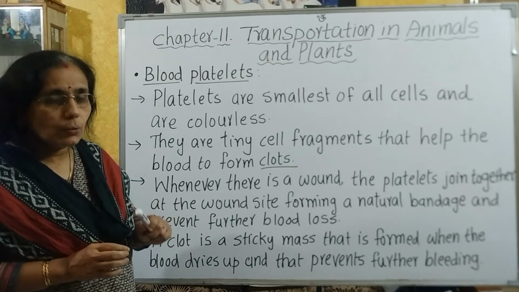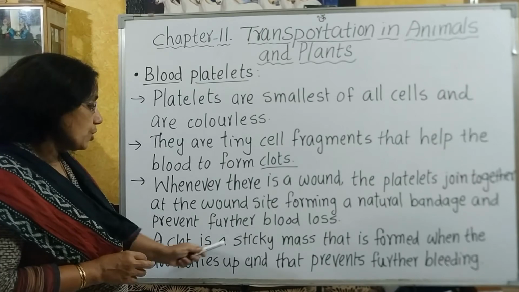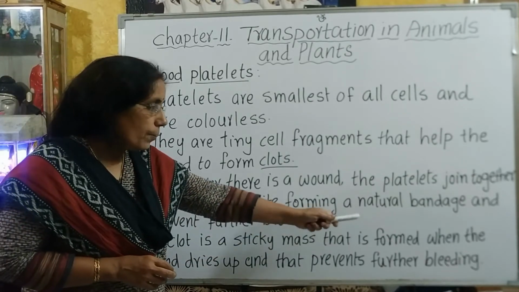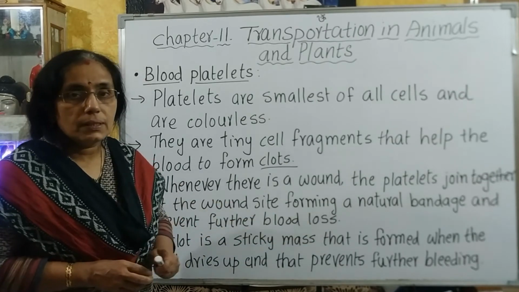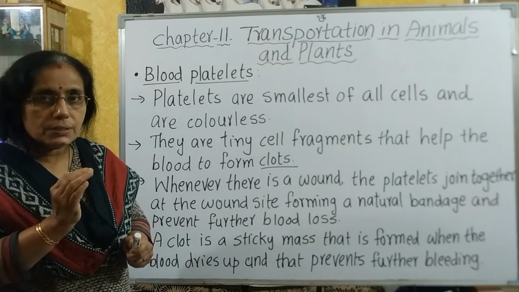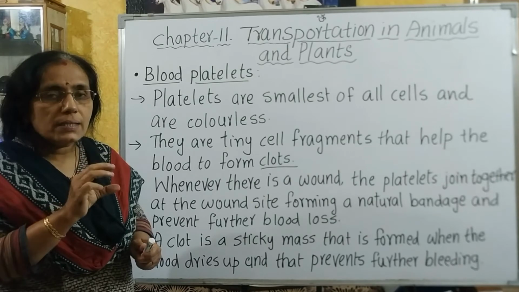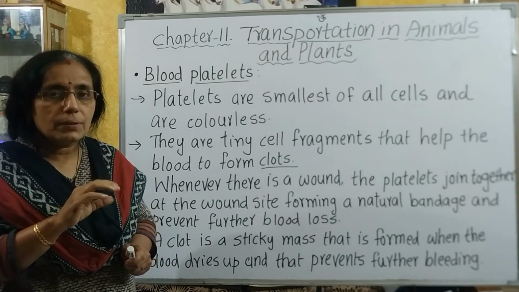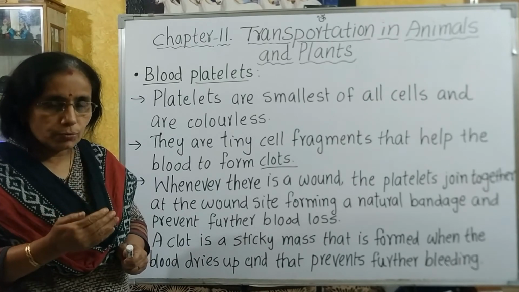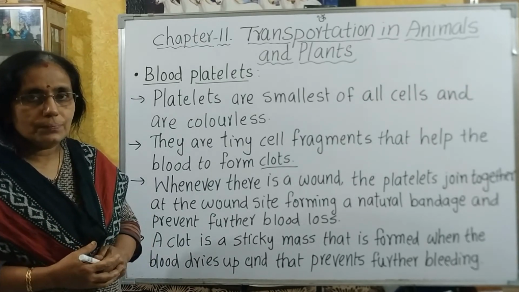So we can define the clot as a sticky mass that is formed when the blood dries up, that prevents further bleeding. So at the wound site, when the blood dries up, a mass is formed which prevents the further loss of blood, that is called as clot.